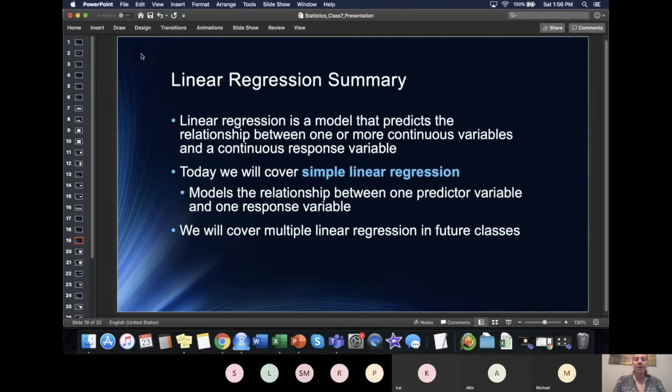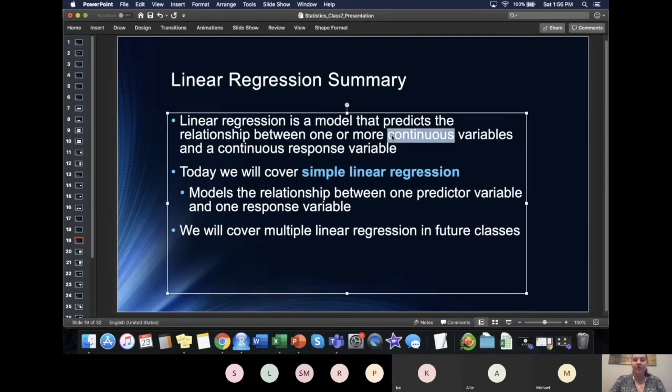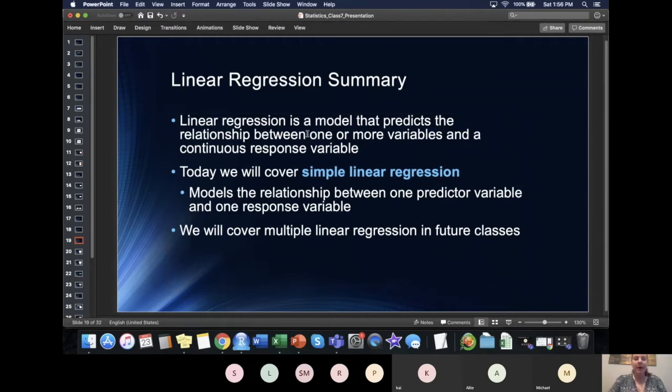In other words, linear regression is a model that predicts the relationship between one or more variables and a continuous response variable. Linear regression always has a continuous response variable, but the variables explaining it do not all have to be continuous. One or more variables explain a continuous response variable, and we call these predictor variables.